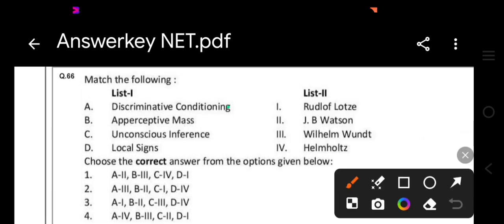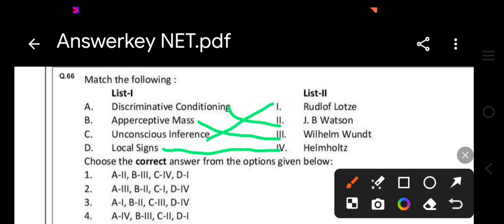Here, discriminative conditioning is given by J.B. Watson. And B3 is apperceptive mass, given by Wundt. Then unconscious inference comes, C4. Unconscious inference is given by Rudolf Lotze. And local science is given by Helmholtz.